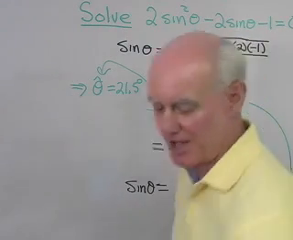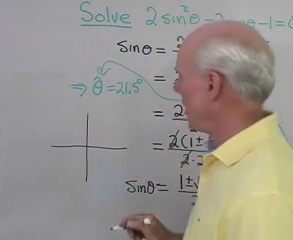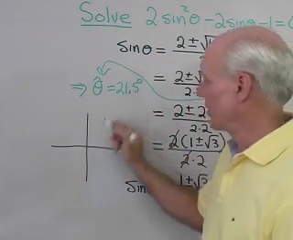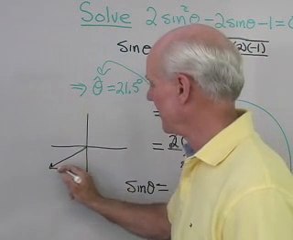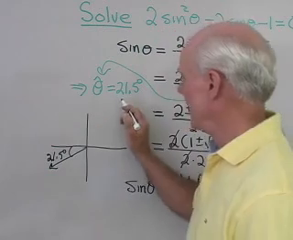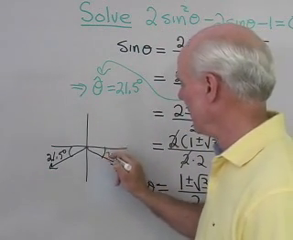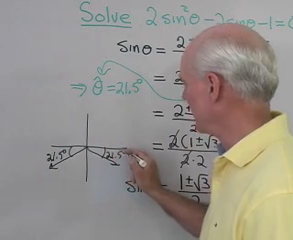So let me see if I can draw that in real quick. So I want in quadrant 3 a reference angle of 21.5. Okay, so that will be this, 21.5 degrees. And then I also want it in quadrant 4. So I'll go over here, and that will be my 21.5 degrees.